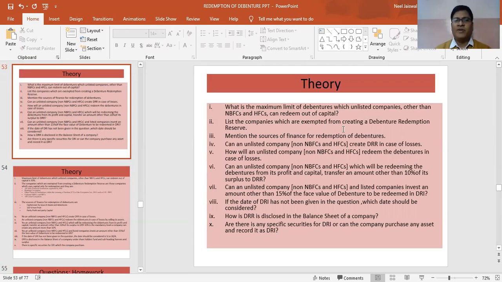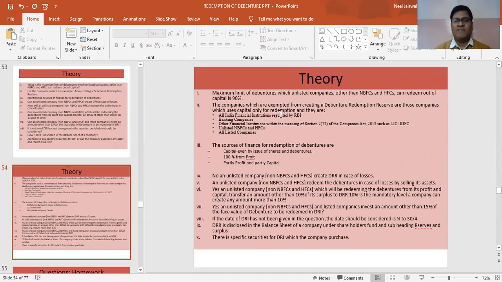List the companies which are exempted from creating a debenture redemption reserve. See students, these companies: all India financial institutions, banking companies, other financial institutions as given in section 2(72) of the Companies Act, LIC, IDFC, etc. Unlisted NBFCs and HFCs and all listed companies, they do not create any DRR. DRR is created only by the unlisted companies and that also which are not NBFCs and HFCs. And remember, this is for a DRR. DRR will be created by only unlisted companies.